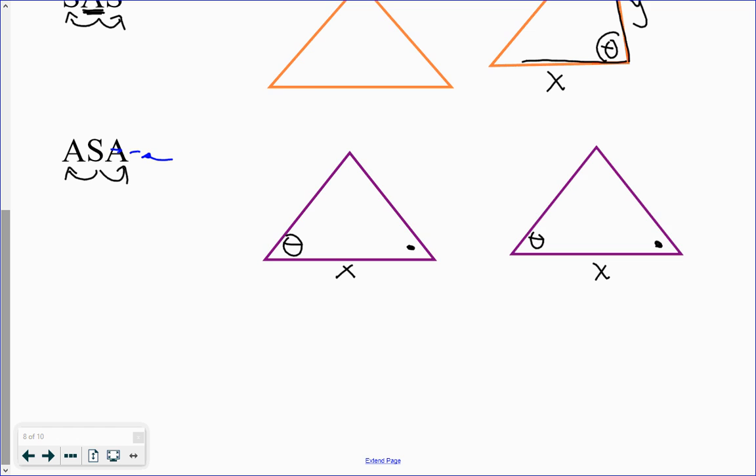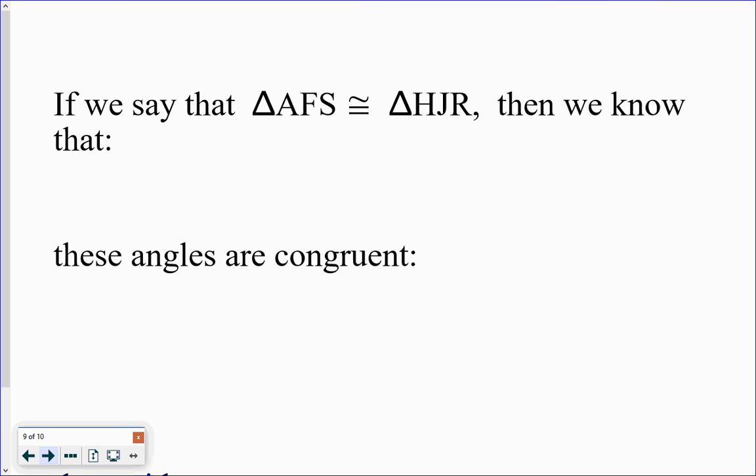So what do questions look like on this? It says, if we say that triangle AFX is congruent to triangle HJR, and this little symbol here means congruent, then we know that. Okay, so very important: the order of those letters is absolutely crucial.